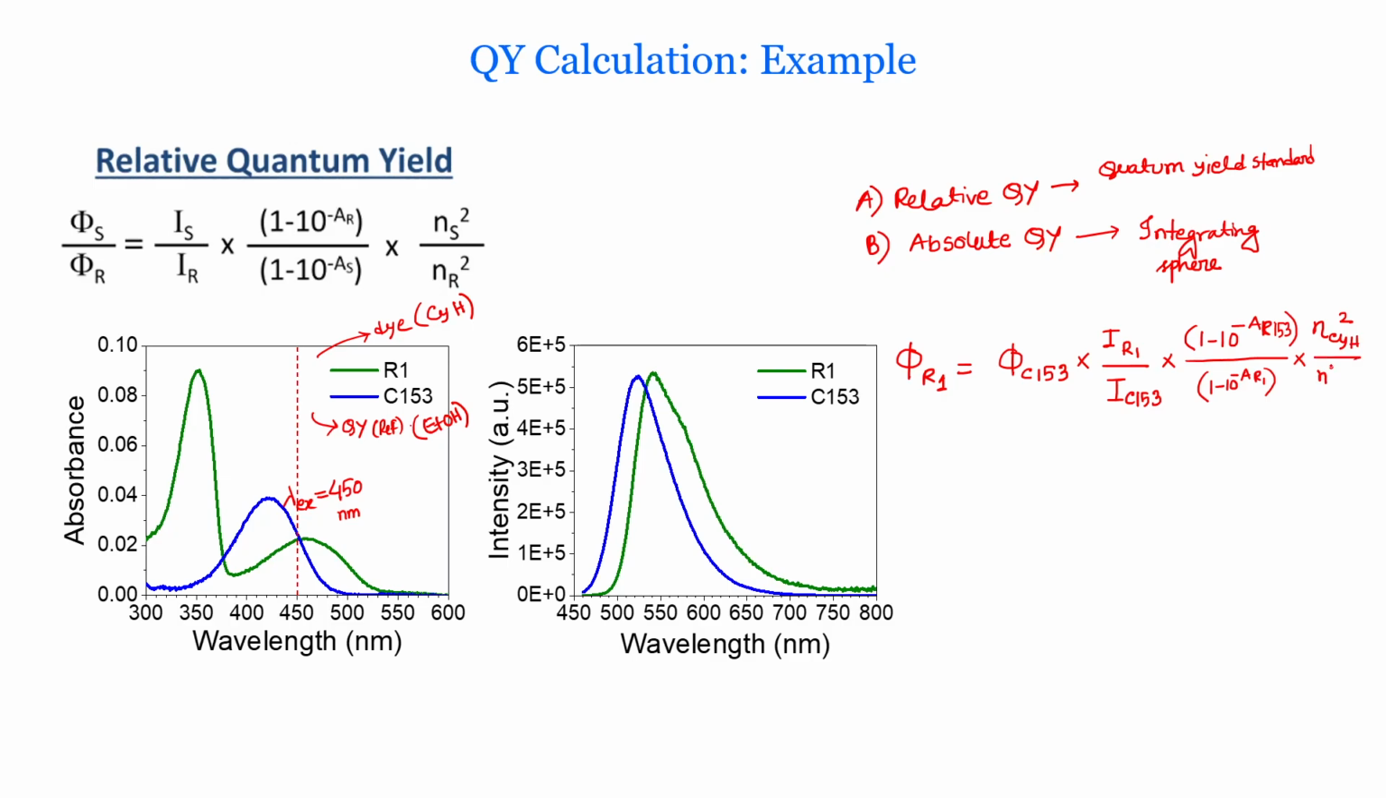And this is N square of ethanol. So I'll give you some values here, and we'll calculate some. That is the refractive index. I will check it on the internet. Refractive index of cyclohexane is 1.43.